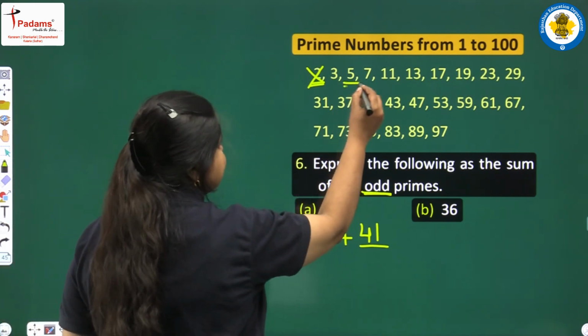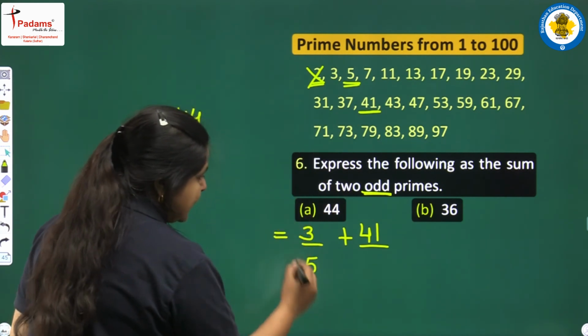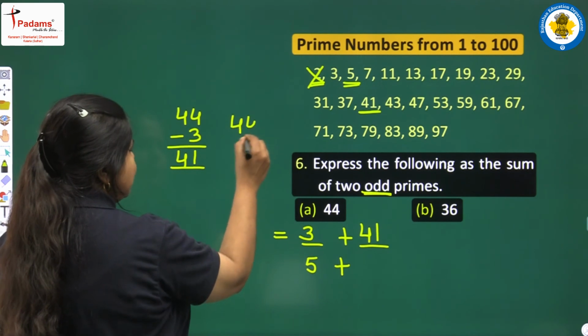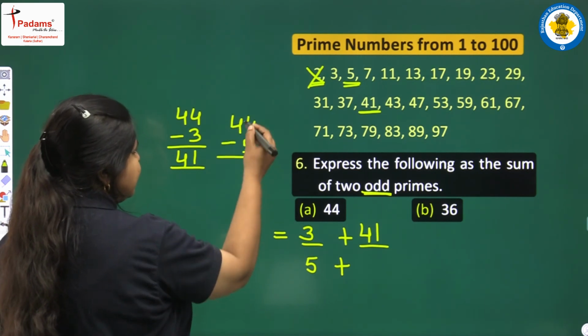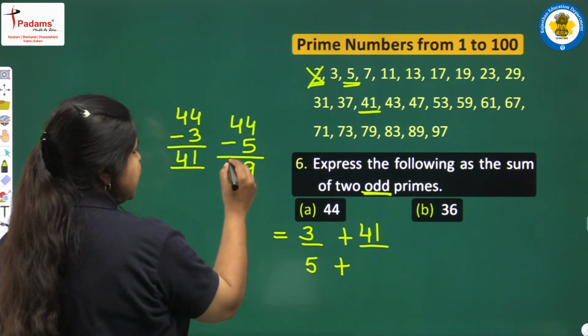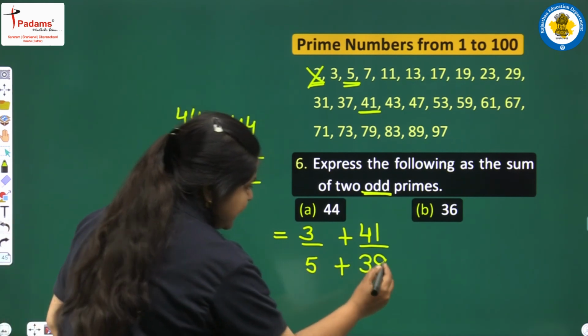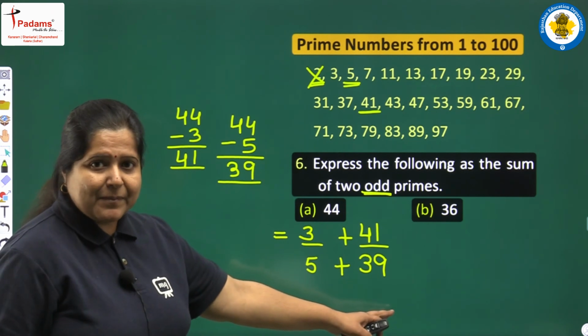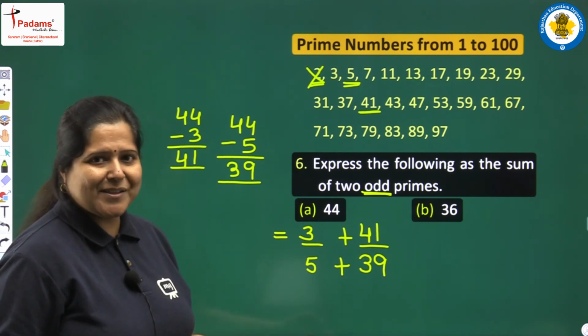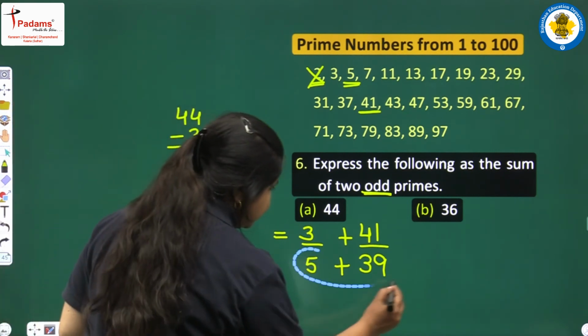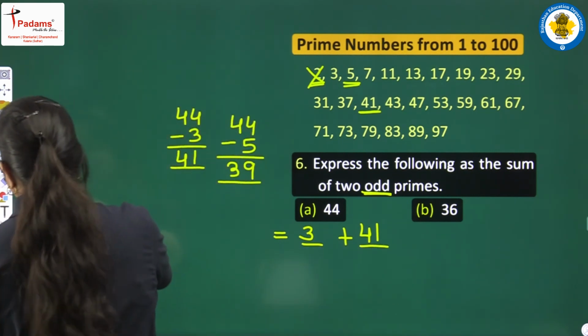If we take this number as 5, then if we take 44 minus 5, what will we get? 14 minus 5, it's 9, and 39. Is this 39 also a prime number? No, 39 is not a prime number. So this is not the pair that we are looking for. We need both the numbers to be prime.